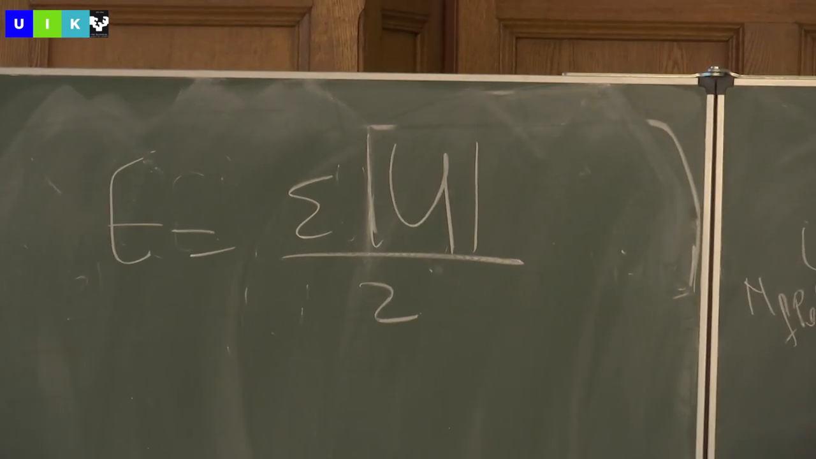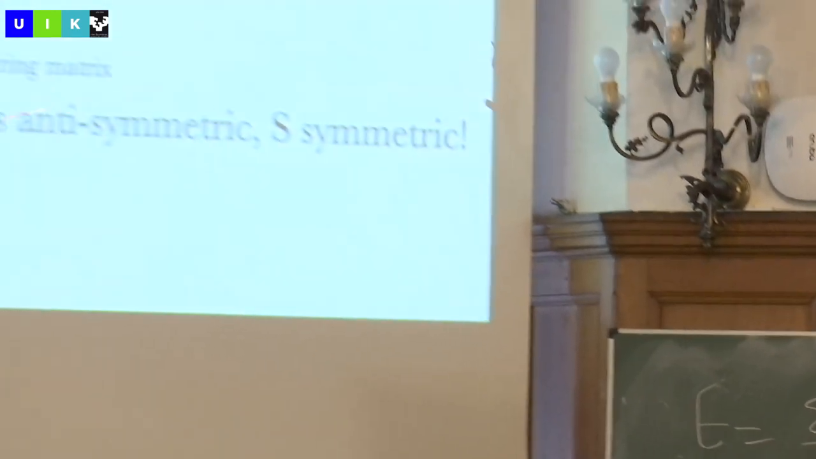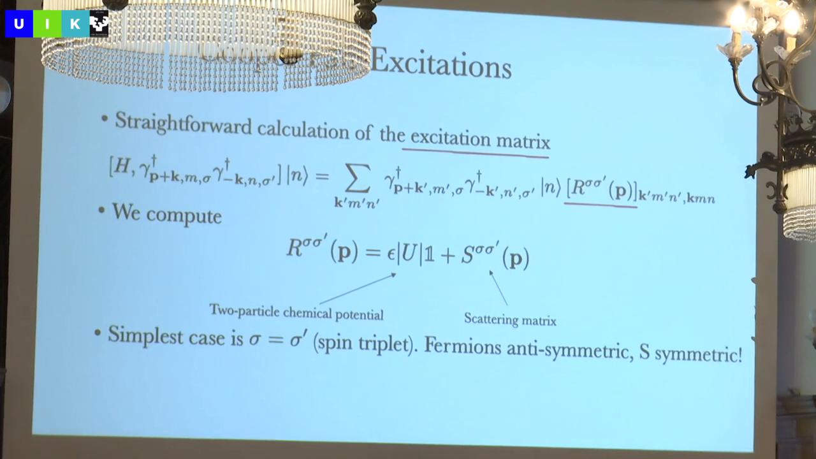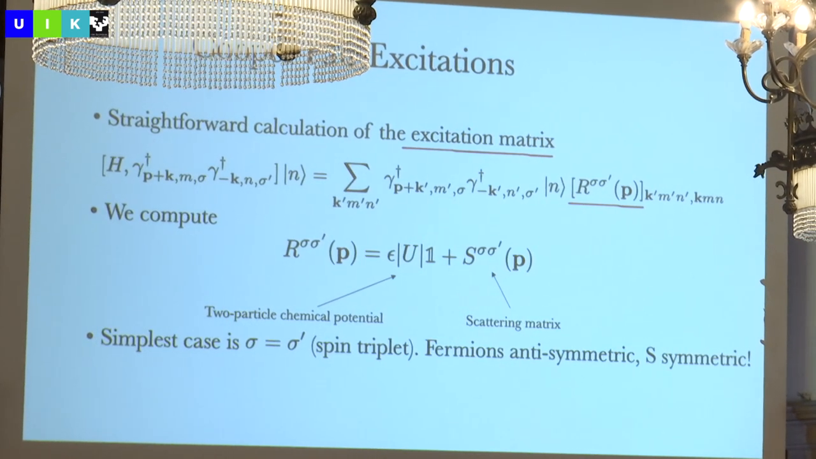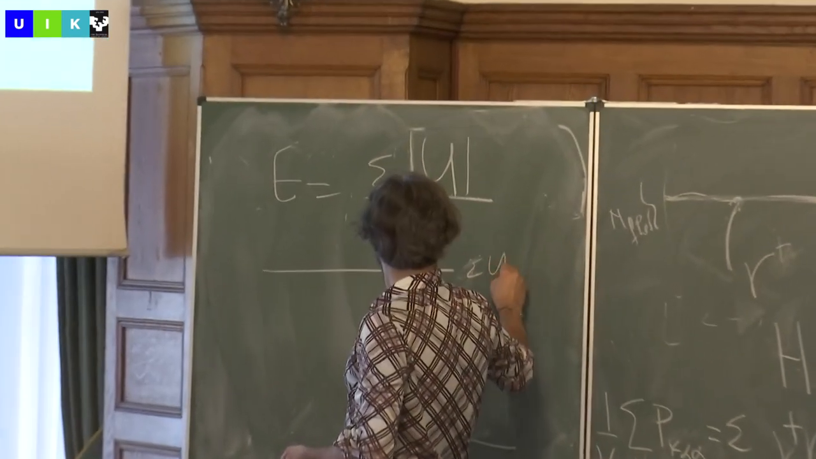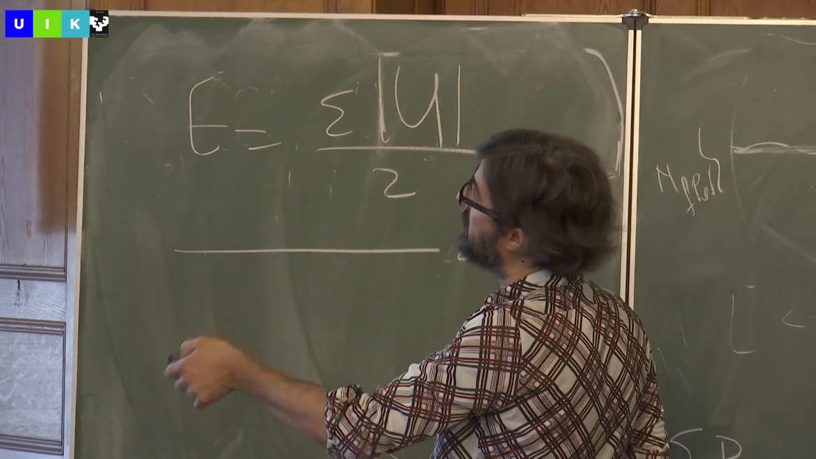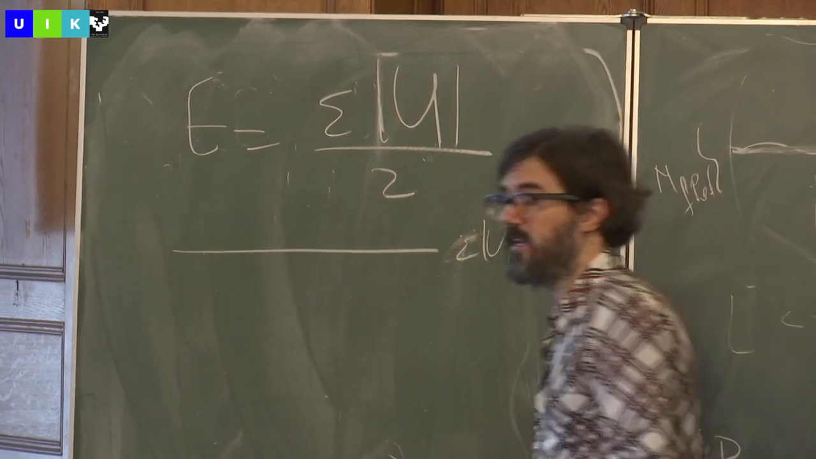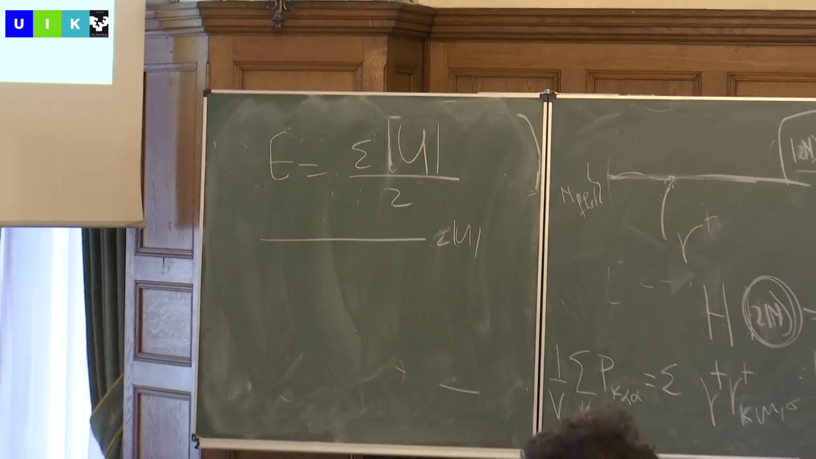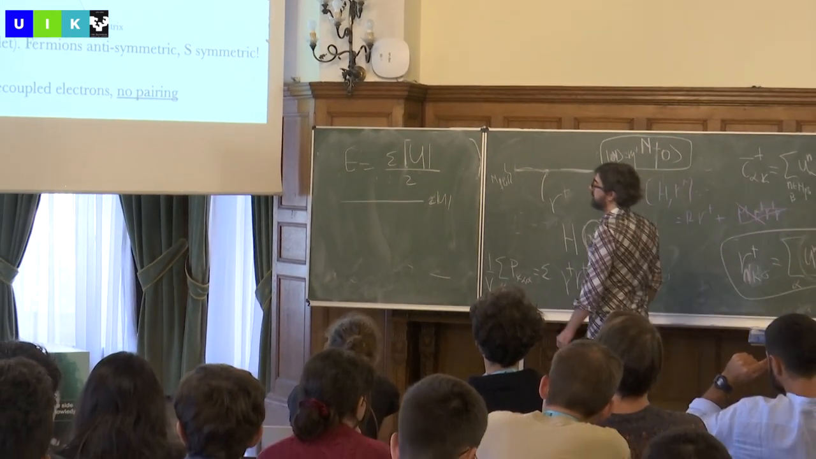Now, the scattering matrix has the following properties. For the spin triplet case, this guy is symmetric, and the fermions are anti-symmetric. So the spin triplet Cooper pair has flat energy, epsilon u. The scattering matrix is symmetric for spin triplet, but then the fermions are anti-symmetric. When you anti-symmetrize it, it becomes 0. So spin triplet Cooper pair does nothing. But you knew it does nothing because the eta pairing was spin singlet.